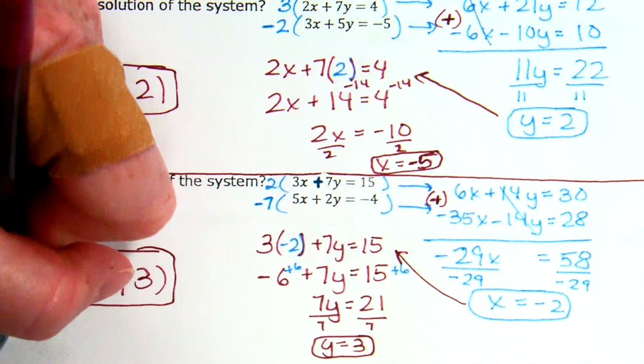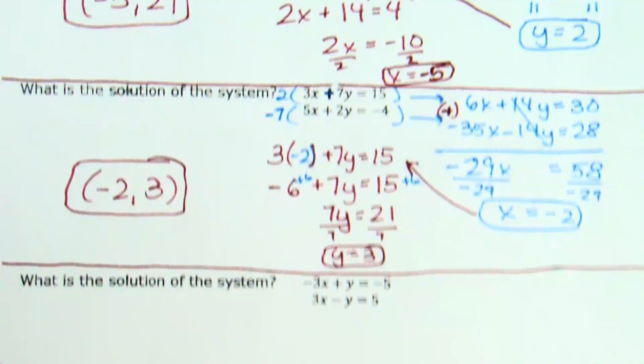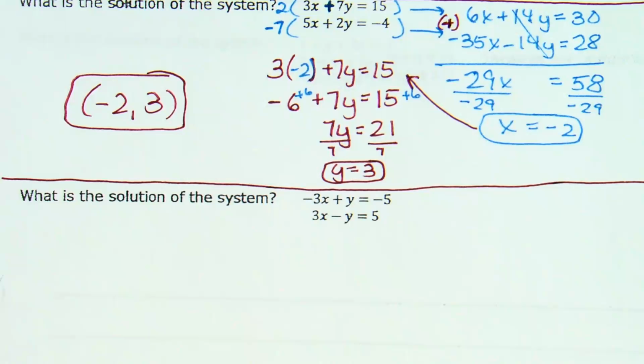Yes, I do want to look at this next one. -3x plus y equals -5. 3x minus y equals 5. What do you want to eliminate? Okay, so as you look at this, you're like, okay, I want to eliminate x's. -3x, 3x, that works. Or if you didn't see that, you want to eliminate y's. We're already set up with opposite signs, yes? Yes.